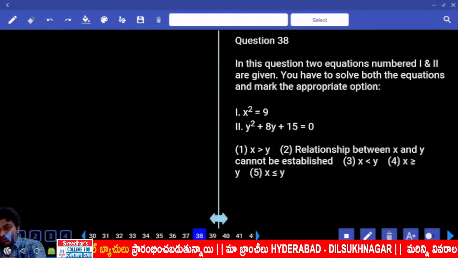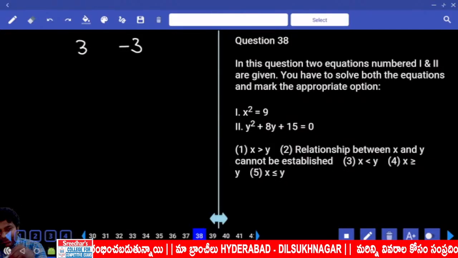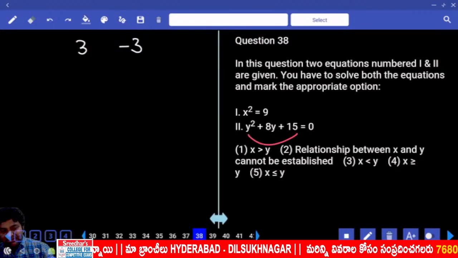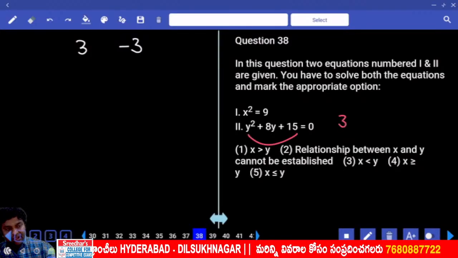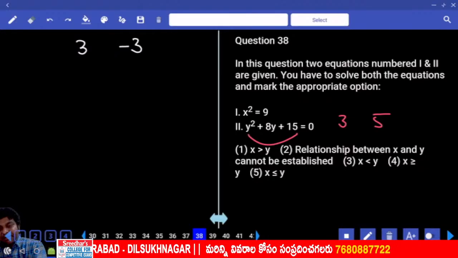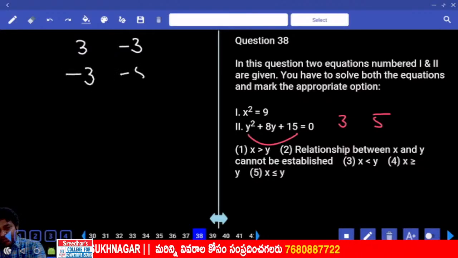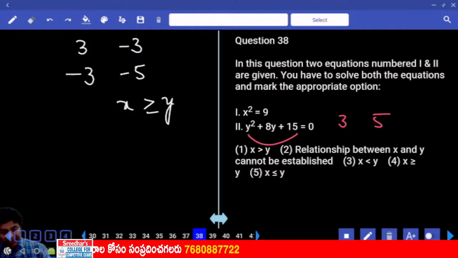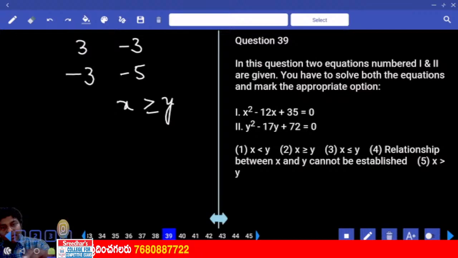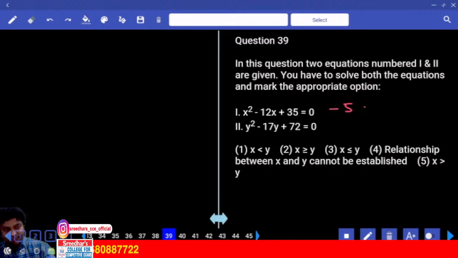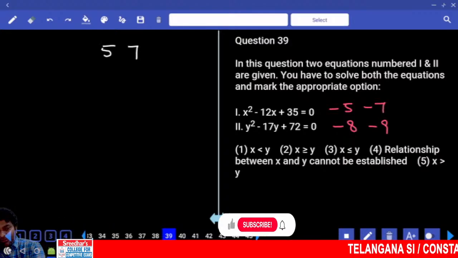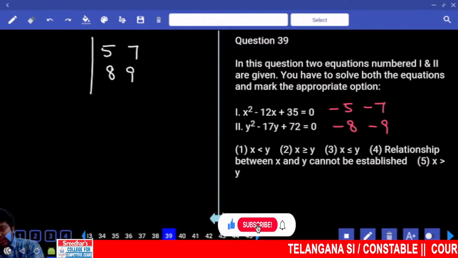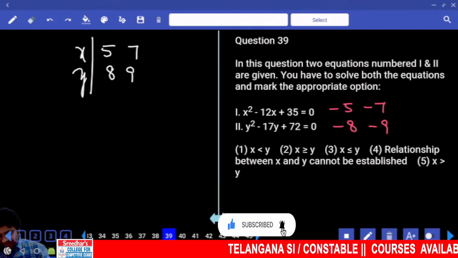X square is equal to 9. X is equal to plus or minus 3. Product is 15, 3, 5. Then factors are minus 3. X is greater than or equal to Y. Combination minus 5, minus 7, minus 8, minus 9. Then factors are 5, 7, 8, 9. X is less than Y.